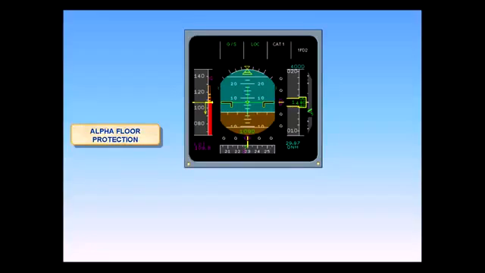When alpha floor is triggered, the auto throttles are turned on if they were previously off, indicated by a white A/THR on the FMA. A floor in green is displayed as the auto throttle mode. The alpha floor function is available from liftoff down to 100 feet AGL.